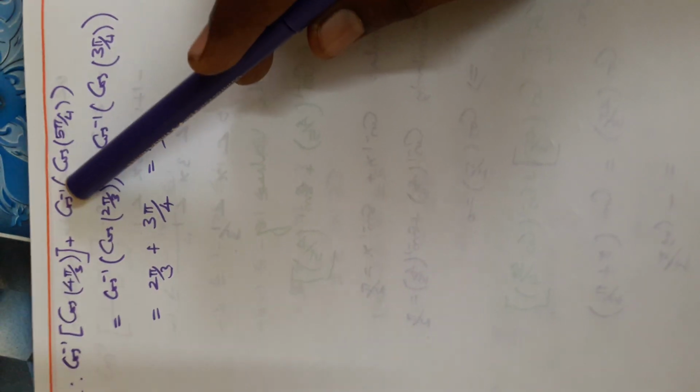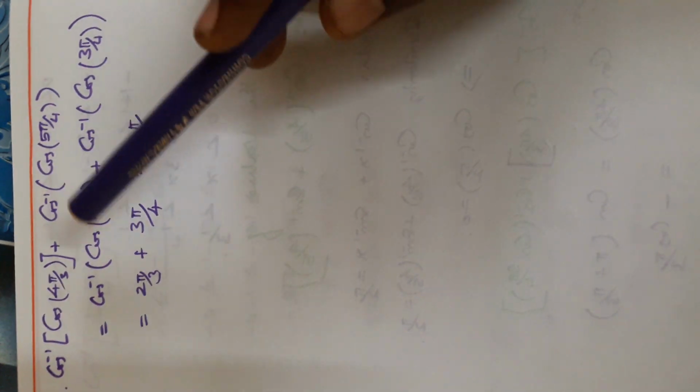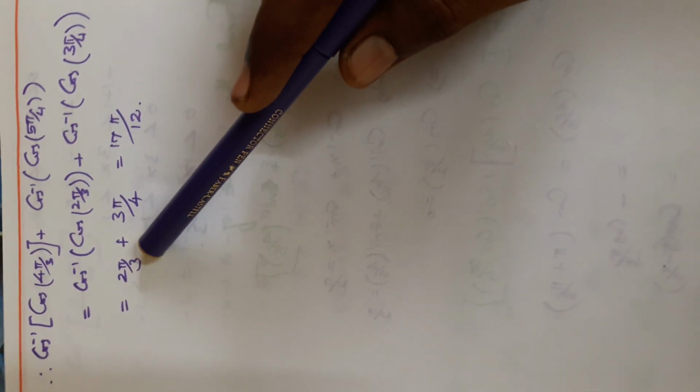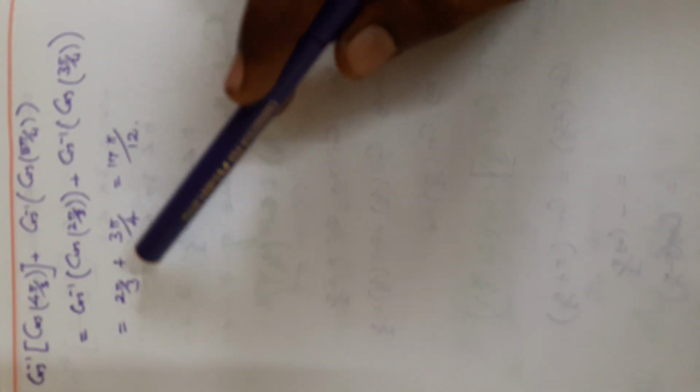Therefore your cos inverse of cos 4 pi by 3 plus cos inverse of cos pi by 4, the answer will be 2 pi by 3 plus 3 pi by 4. The sum will be 17 pi by 12.